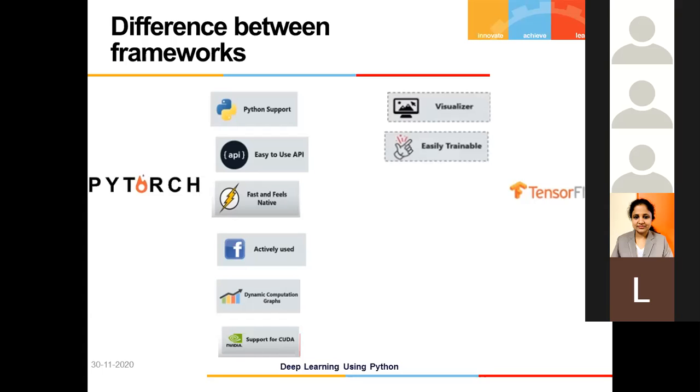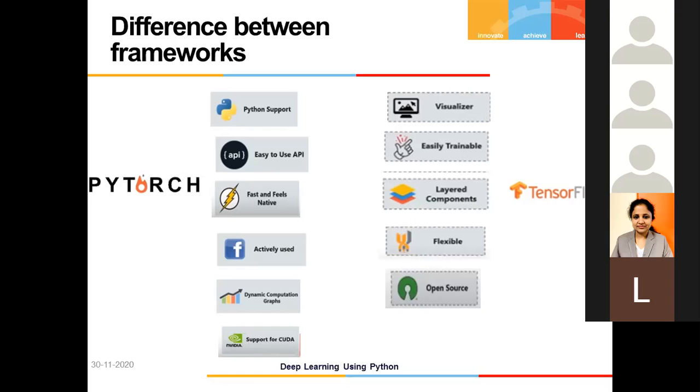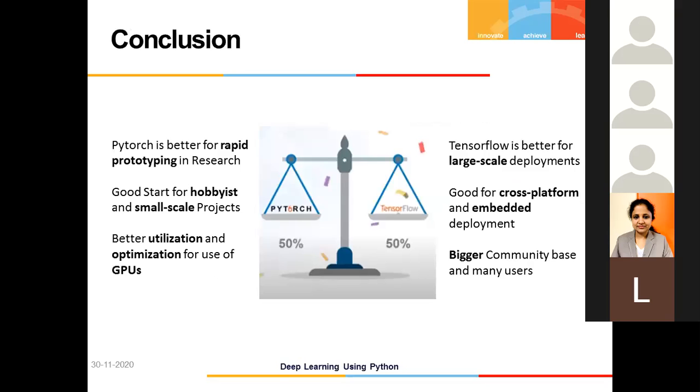That is, as I told earlier, initially it was tough. Nowadays it is very easy, and you have layered components. So you have different layers, and it is easy for you to understand and grasp, and very flexible. And even though it was designed initially by Google, and it is owned by Google, it is now open source, and that's the thing about TensorFlow. Now we'll see what is the conclusion, which to use, whether to use PyTorch or whether to use TensorFlow, right?